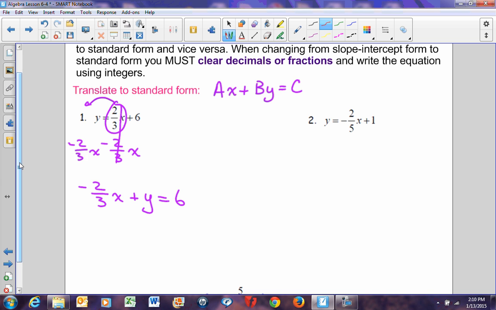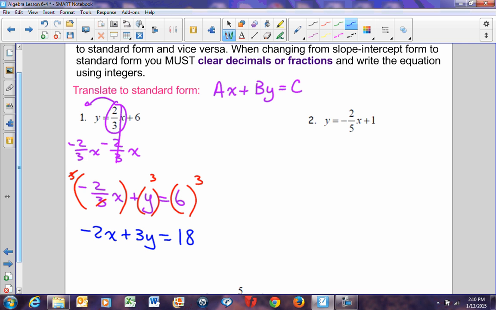So I'm going to take this entire equation and multiply every part of it by 3. I would suggest doing it this way versus taking the whole problem and putting it in parentheses and multiplying it by 3, because then you won't miss something. Okay, this 3 cancels with this 3, leaving me with -2x. 3 times y is 3y. 6 times 3 is 18. So you can have -2x plus 3y equals 18.